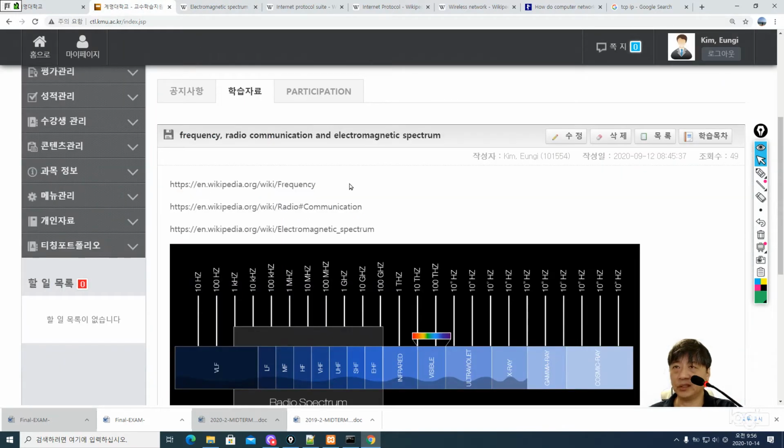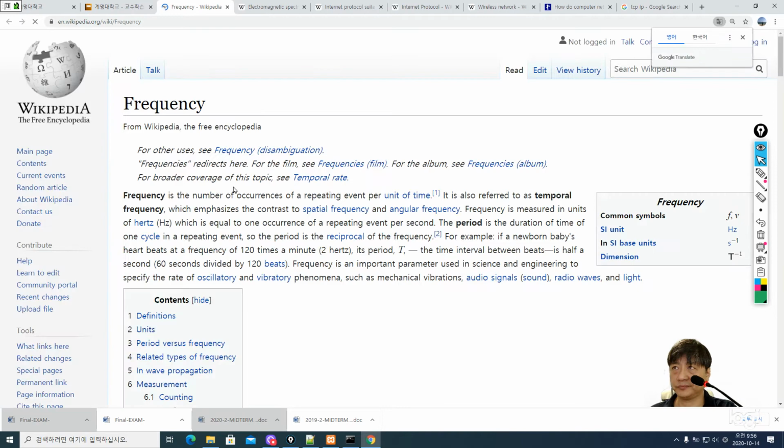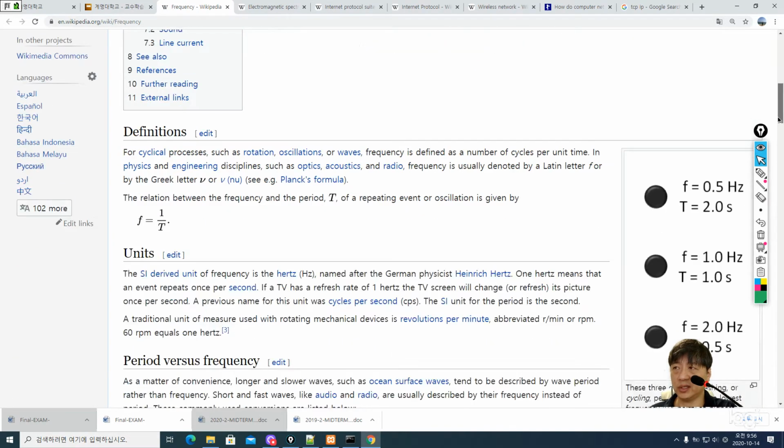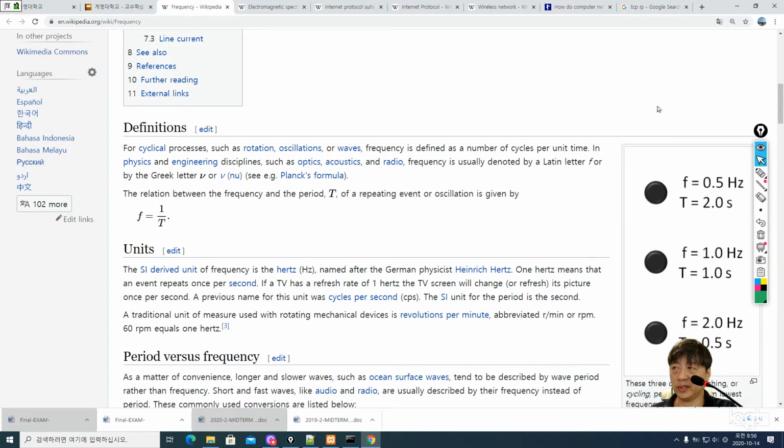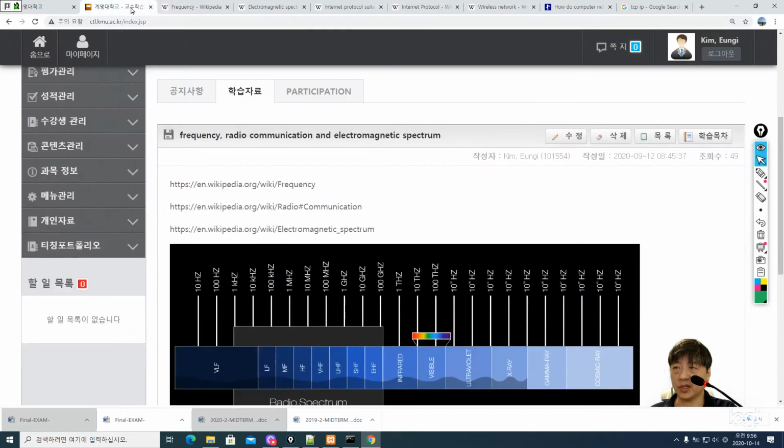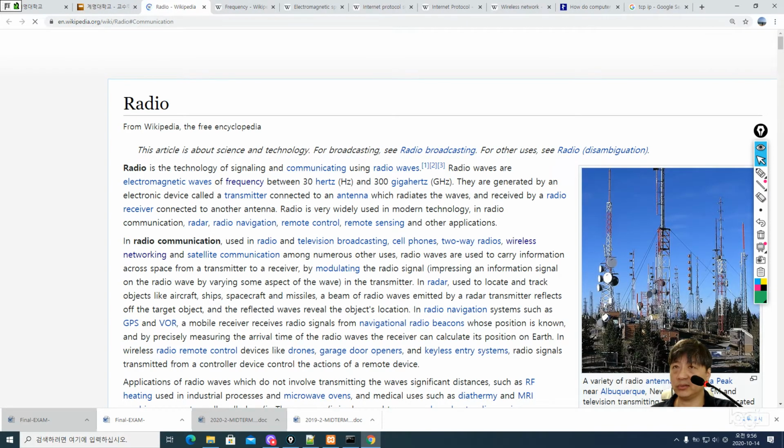And then the frequency. Okay, let's click on the first one. And the next one, though, which one is radio? I told you the hertz, yeah. So long as you can do the calculation, that's cool. The second one, the radio communication, okay.